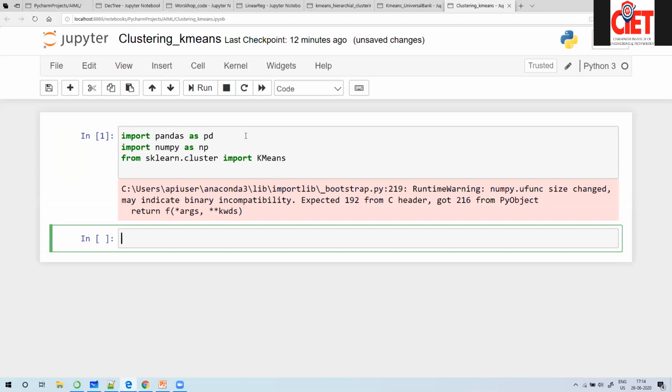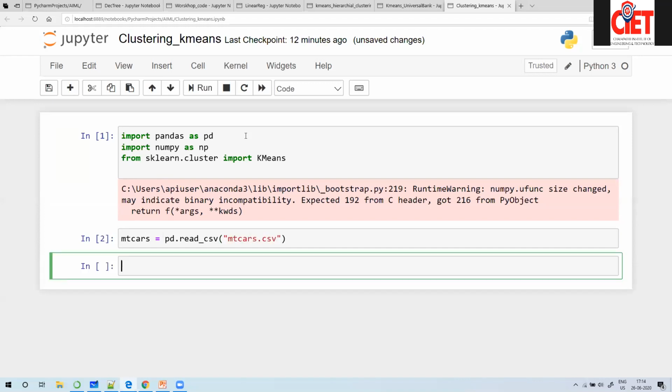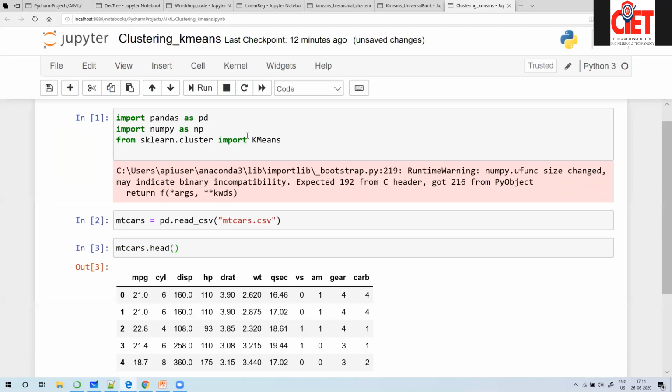Let's start with the data. I'm going to use the same empty cars data. pd.read_csv, empty cars dot csv, and empty_cars.head(), so that you can look at the data.